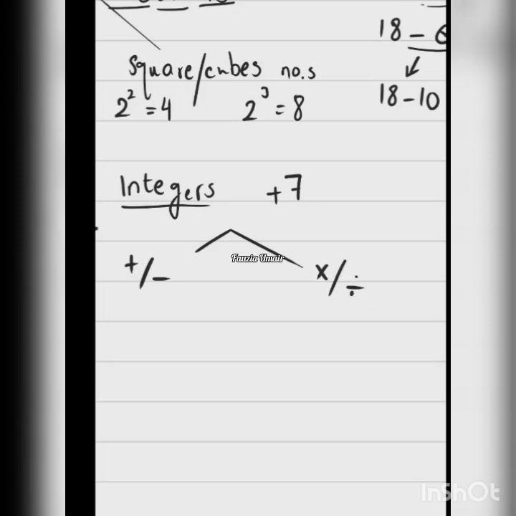So how to add or subtract integers? If they have the same sign, what to do? If the integers have the same sign, the sign will stay the same. If both are positive, the answer will be positive, and if both are negative, the answer will be negative. So if the signs are the same, add the numbers and keep the sign the same.